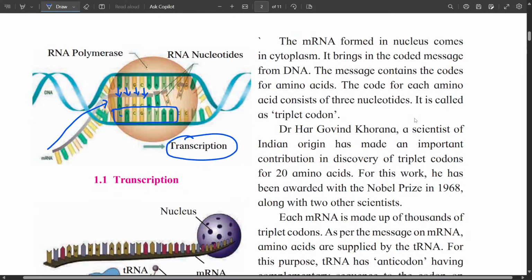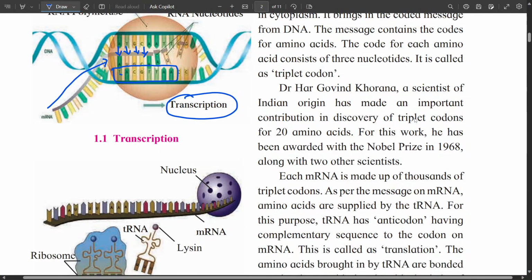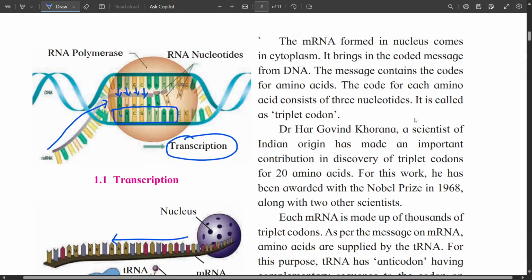mRNA formed in such a way comes into the cytoplasm. It comes out of the nucleus through the nuclear pore and enters into the cytoplasm. It brings the coded message from DNA. It's like a postman. It is carrying the messages which contain the recipes for creating the proteins. The message contains codes for amino acids.